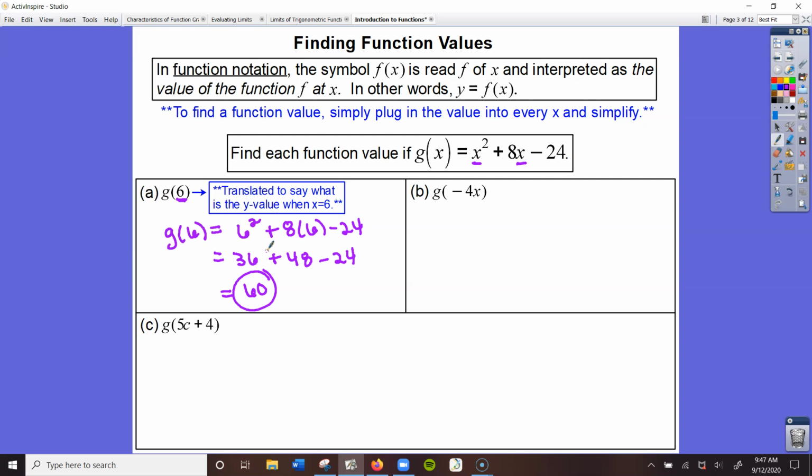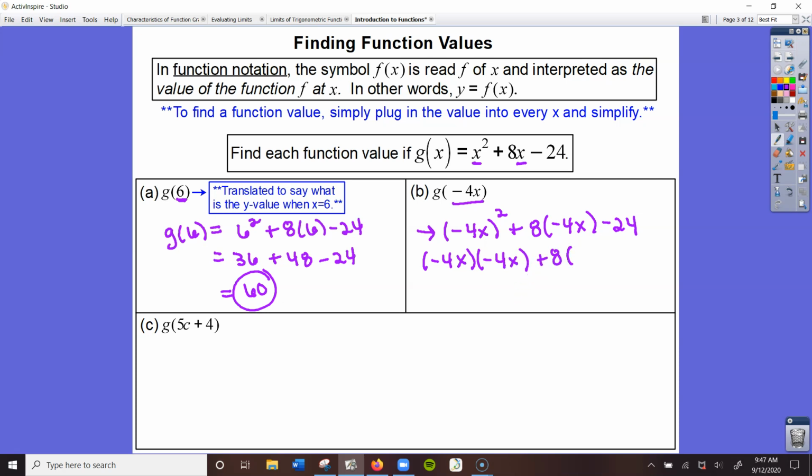Moving on to g of negative 4x, this means that for every x value that is in my function, I am going to substitute it with negative 4x. This means that our actual answer is not going to be a number like in a, but it's going to be another expression. So here we go. So we would do negative 4x squared plus 8 times negative 4x minus 24. Since this is squared, we have to remember that when something is getting squared, that means that it is that term times itself.